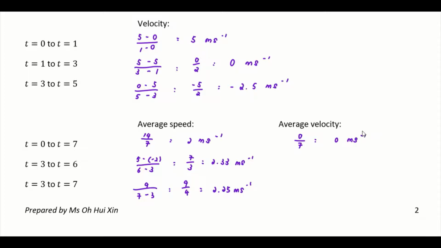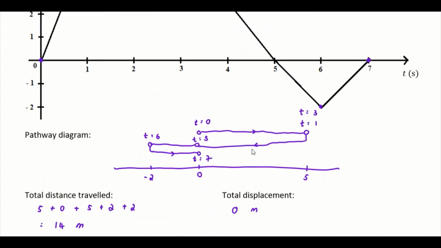Then after that, the next one is t equals 3 to t equals 6. Okay, this is the special one. So let's try to look at this.